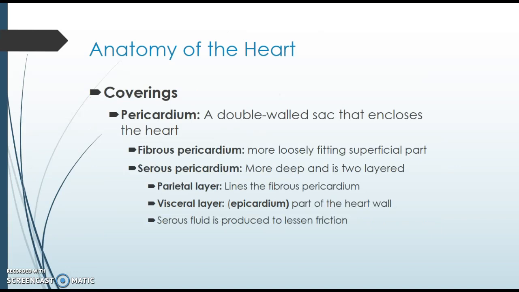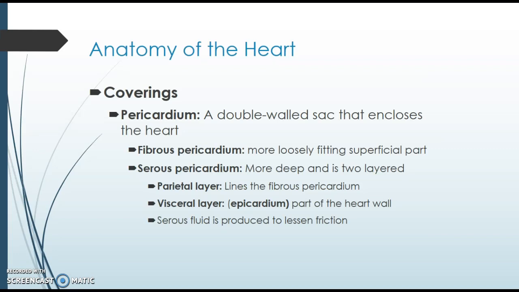So we need to talk about what surrounds your heart. First, the major hard outer covering is going to be called the pericardium. And the pericardium is going to be a double-walled sac that encloses the heart. The outer portion of this pericardium is going to be what we call the fibrous pericardium. And anytime you see that word fibrous, you know it's going to be a tough connective tissue covering. And then deeper to that is going to be your serous pericardium, which is going to be a serous membrane. And this is also going to be double layered. First, you're going to have your parietal layer, and then your visceral layer.